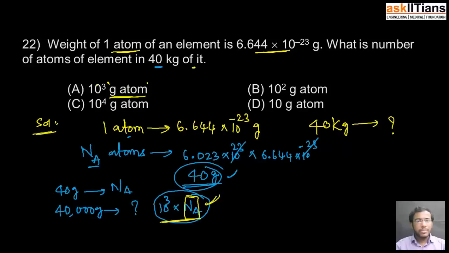So gram atom is nothing but Avogadro number. So 10 cube gram atom is the number of atoms, that is 10 cube into Avogadro number, in 40 kg of it. So option A is the correct one and all others are wrong. Here we have calculated the mass of Avogadro number of atoms, and from that we got how many atoms are there in 40 kg of it. Remember, gram atom is nothing but Avogadro number.